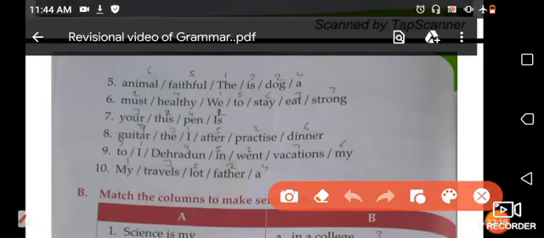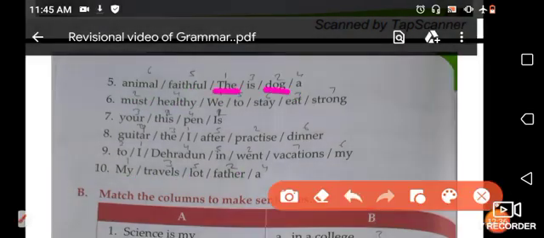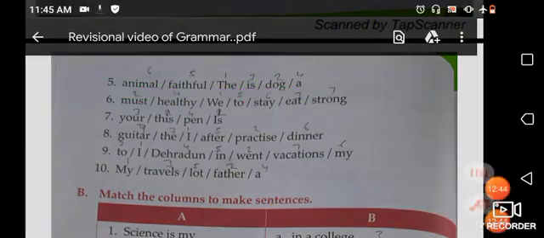Okay, fifth one: animals, faithful, the, dog, is. So the sentence would be: the dog is a faithful animal. Okay, the dog is a faithful animal. Okay, this would be the sentence. Now move on to the next one.